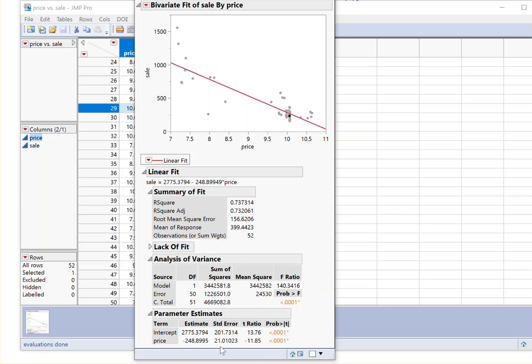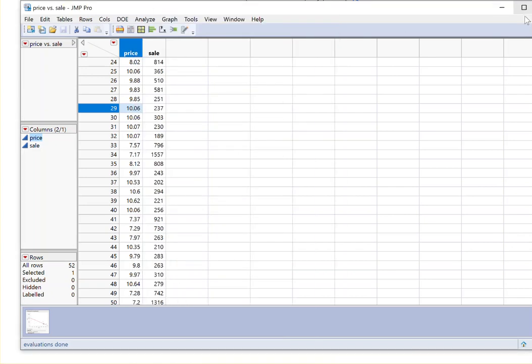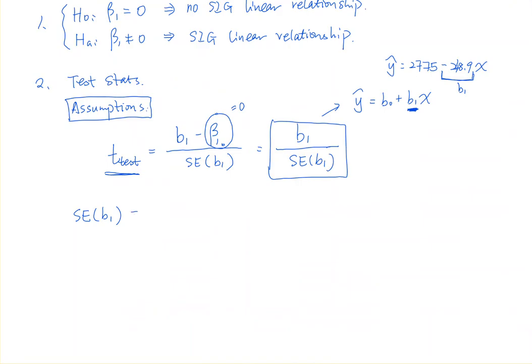For this case, it will be 21.01023. We'll talk about that later. Here I just want you to understand where it comes from. Although you don't need to calculate it, you need to know what information it covers. What is the standard error of b1? It equals the standard deviation of the residuals divided by the standard deviation of x times the square root of n minus 1.